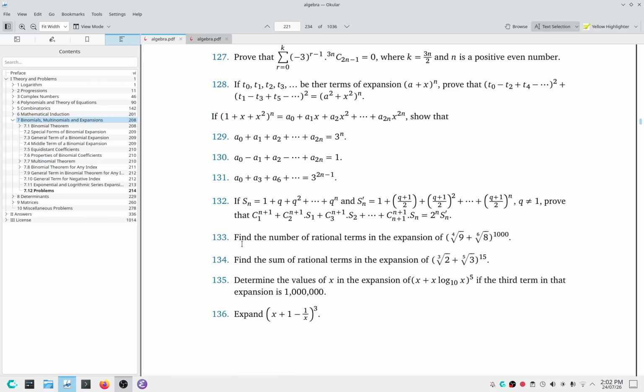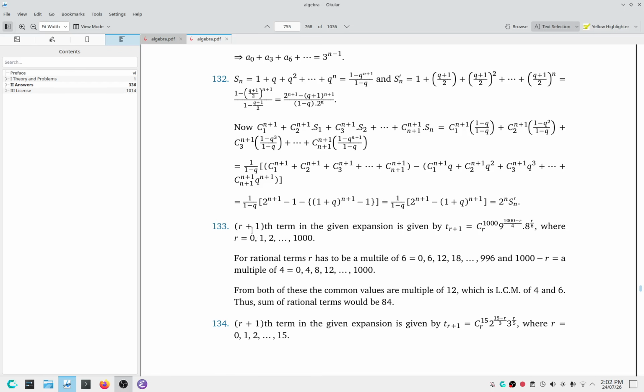Question 133 says to find the number of rational terms in the expansion of (9^(1/4) + 8^(1/6))^1000. So we let the general term be T(r+1). So T(r+1) would be 1000Cr times 9^((1000-r)/4) times 8^(r/6), where r is 0, 1, 2, 3 up to 1000.